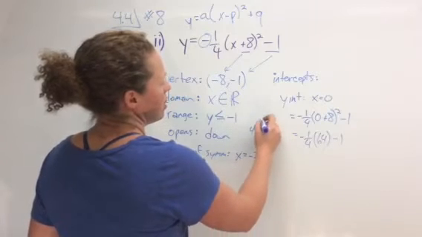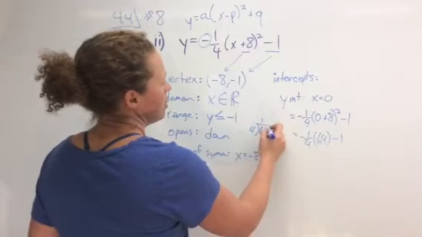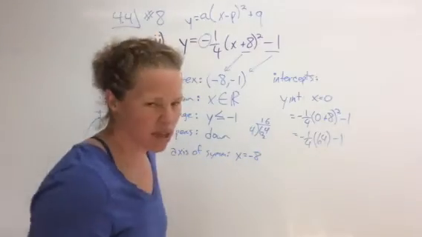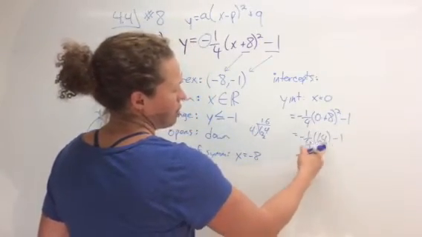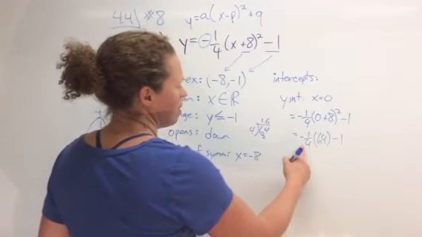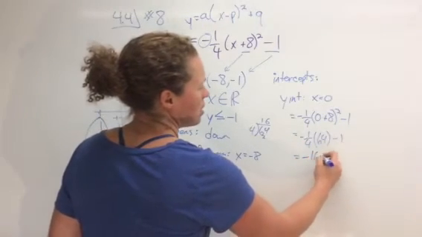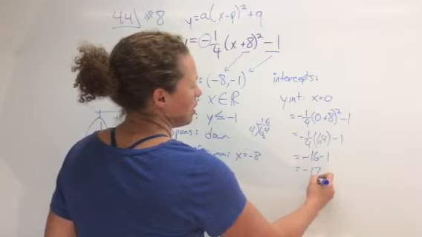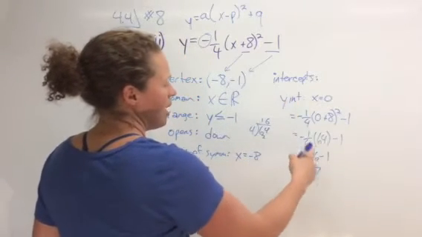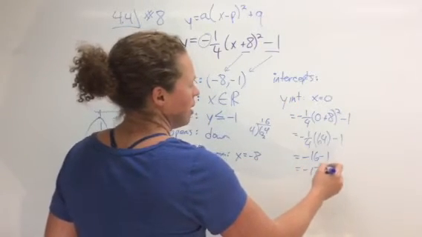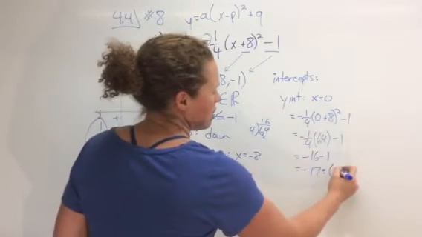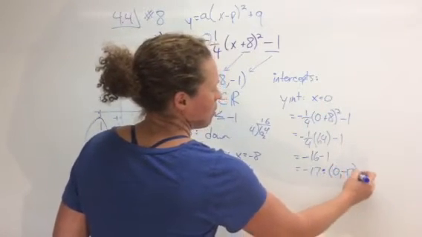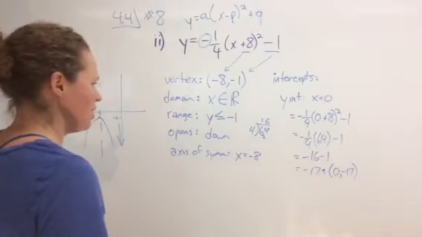I know you have a calculator, it's easier for you, but 16, should have known that. Anyway, 1/4 of 64, so -1/4 of 64 would be -16 minus 1, so I've got -17. So that means that when x is 0, my y-intercept will be -17.